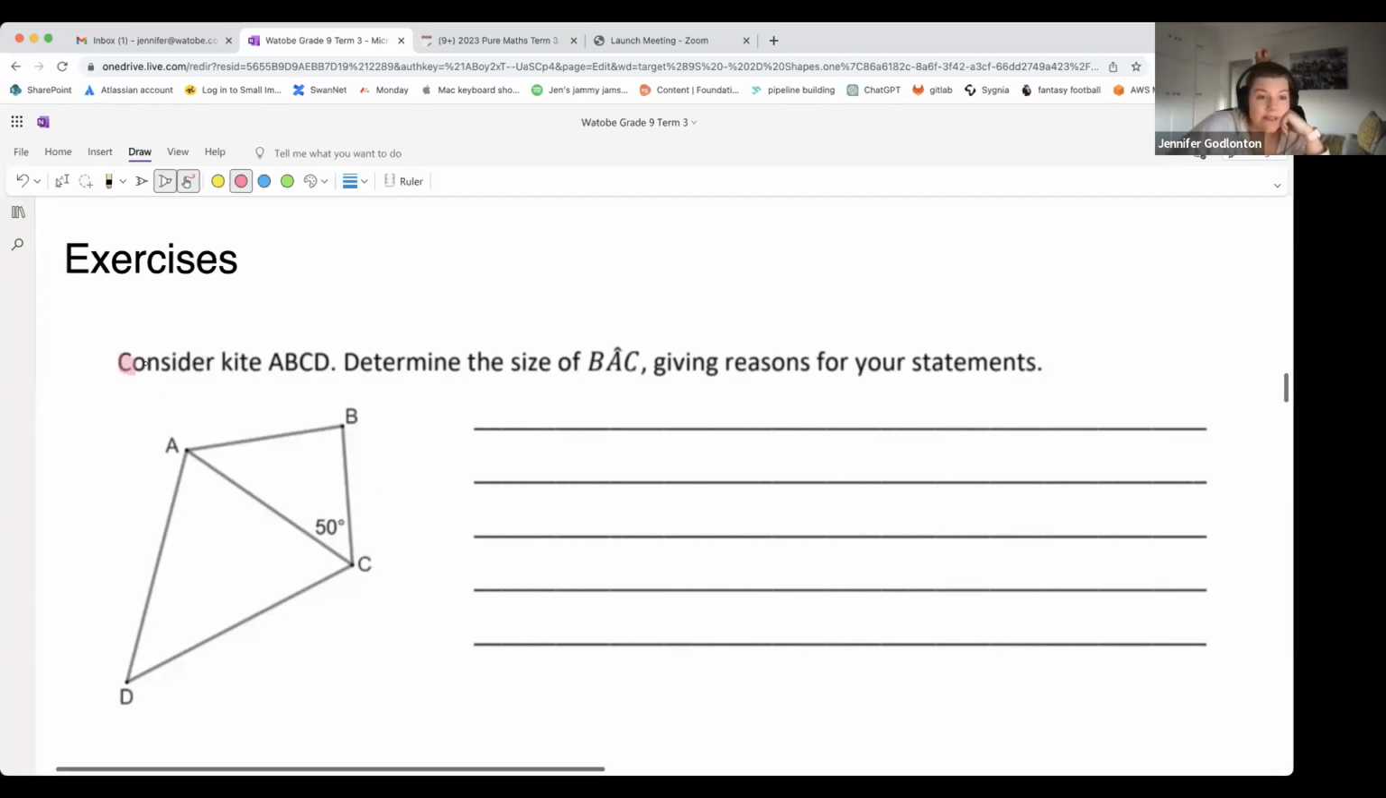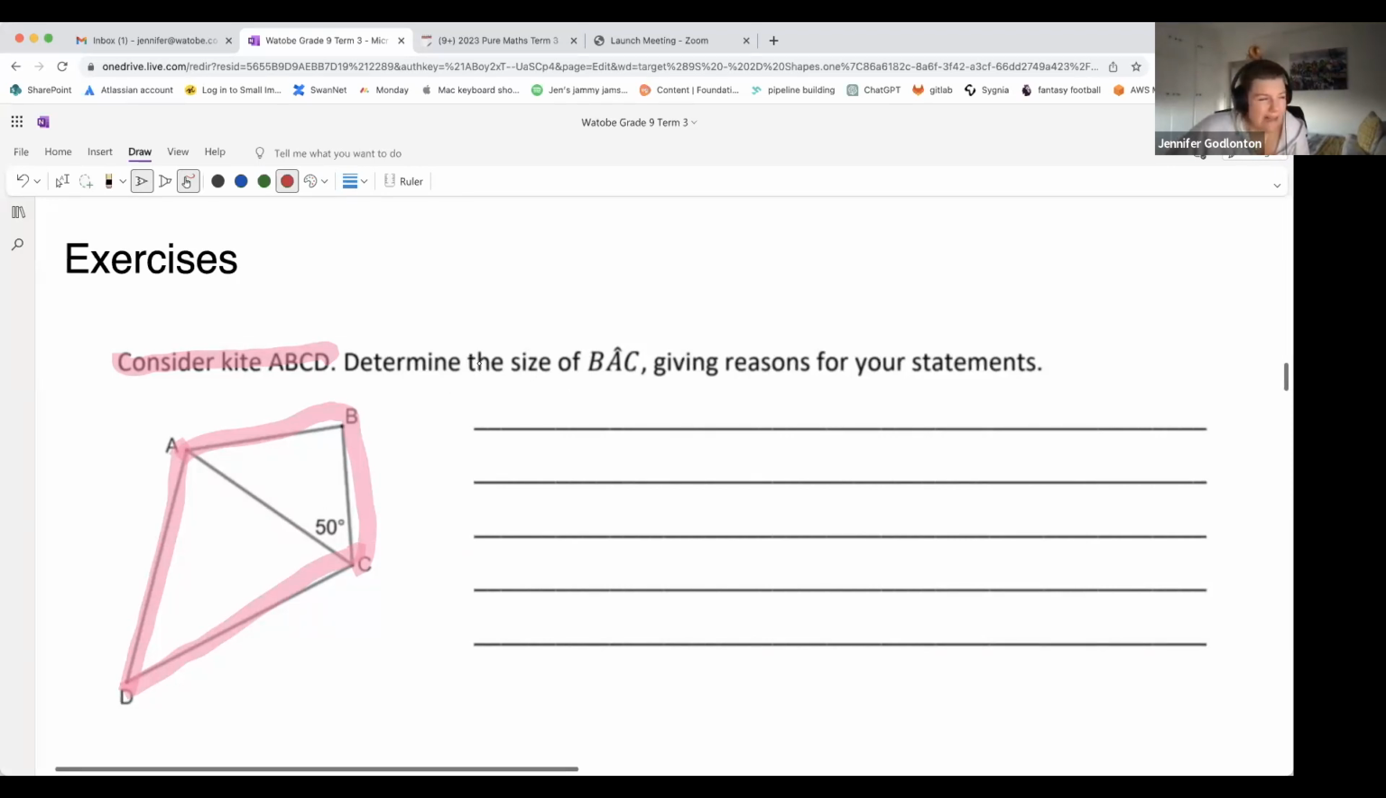Okay, so let's read. It says, consider kite ABCD. This is my kite. Before we read the rest of this question, what can you tell me about this kite that you've already told me earlier? What can you tell me about the sides? The adjacent sides are equal.